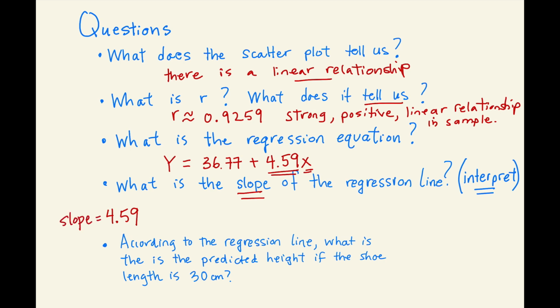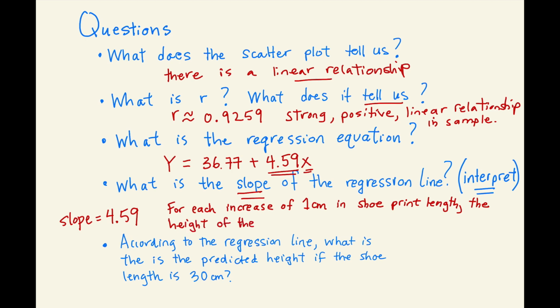And the interpretation is that for each increase of 1 centimeter in shoe print length, the height of the male increases by about 4.59 centimeters. So that's the interpretation of the slope of the regression line.